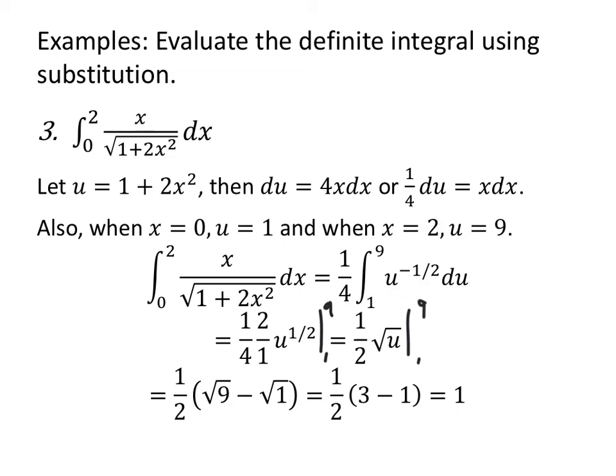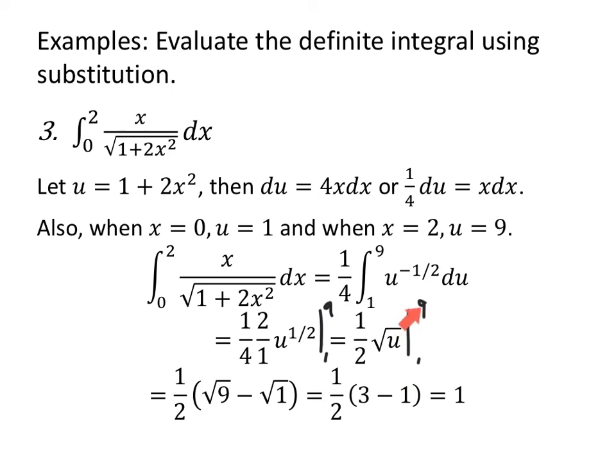The integral of u to the negative 1/2 is u to the positive 1/2 divided by 1/2, but instead of dividing by a half, I'm going to multiply by 2 over 1, evaluated from 1 to 9. I'm going to clean this up a little bit. 2/4 is 1/2. U to the 1/2, that's the square root of u. And notice how nice this is.